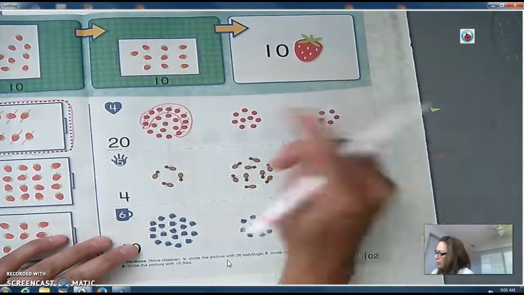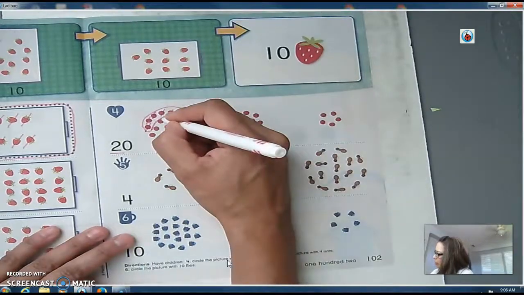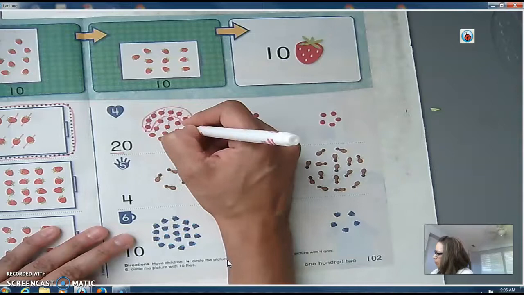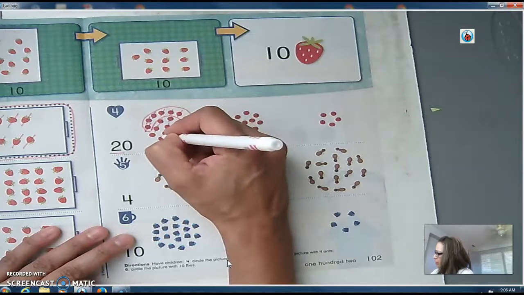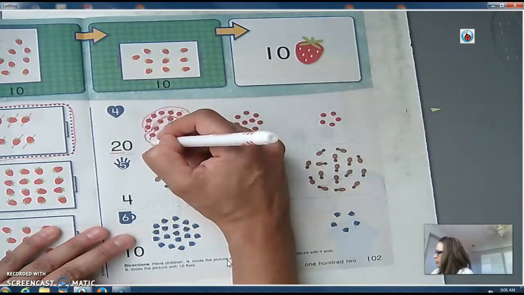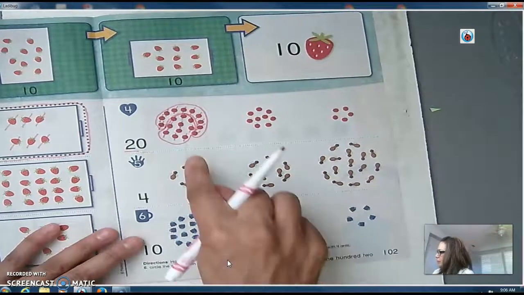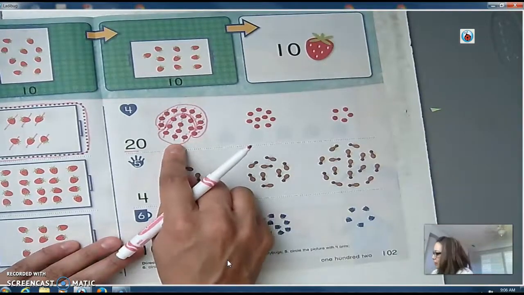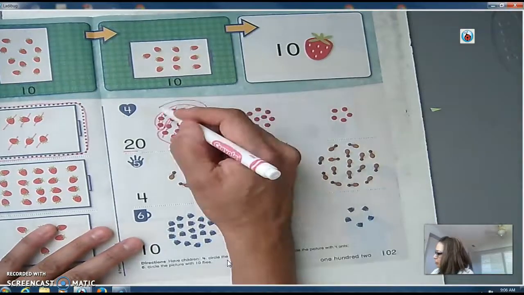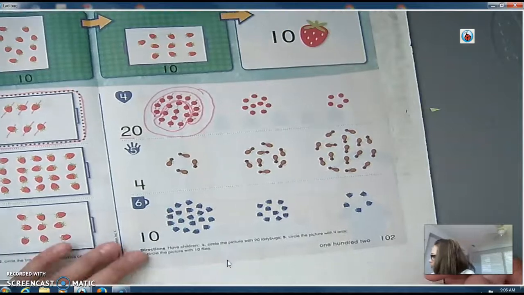So do you think this is going to be another group of 10? I think so. Let's count them. 1, 2, 3, 4, 5, 6, 7, 8, 9, and 10. Yes. So this one, even though the group is tiny, you have to keep in mind the objects are tiny too. So this one would be 20. So let's go ahead and circle the whole thing. Now it's going to look like a big mess, huh?